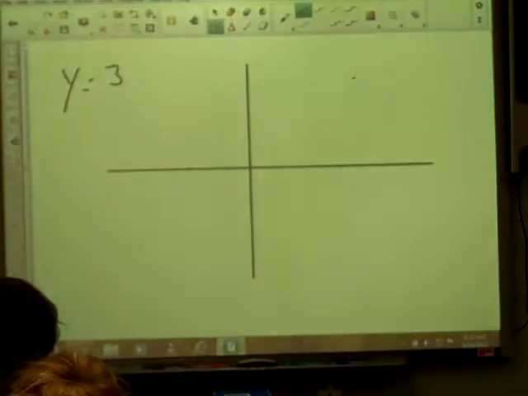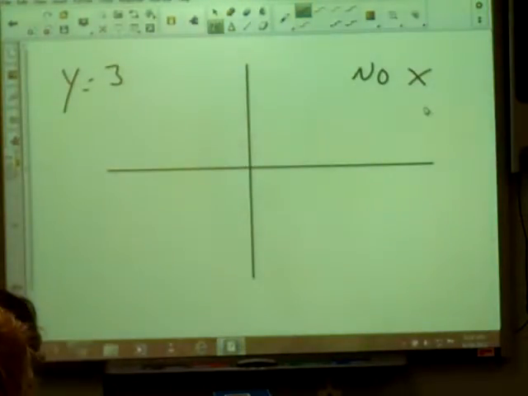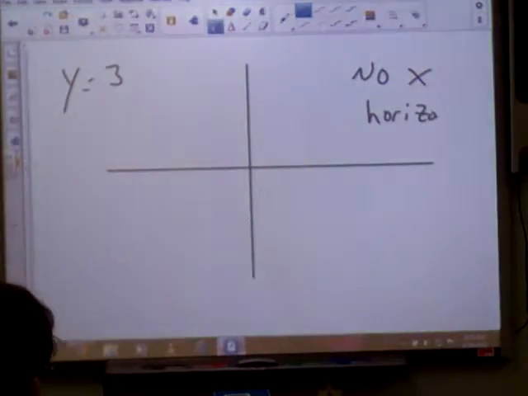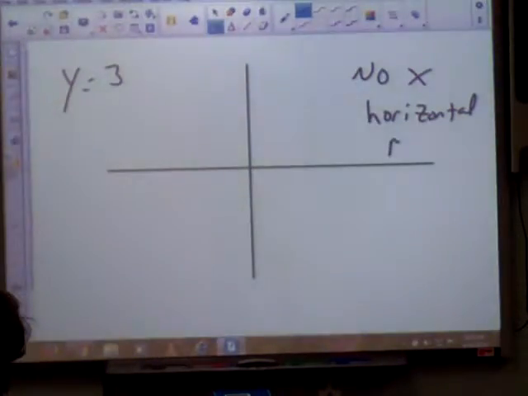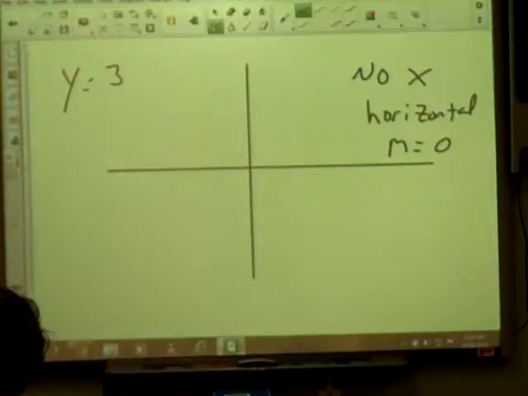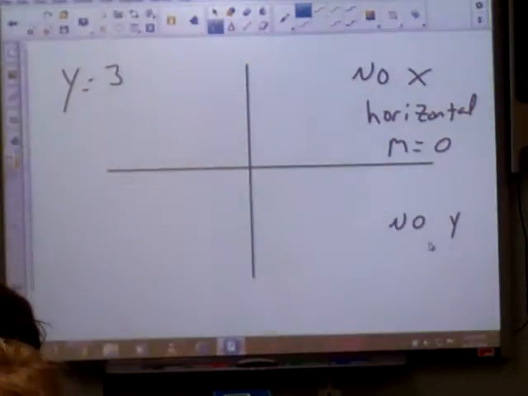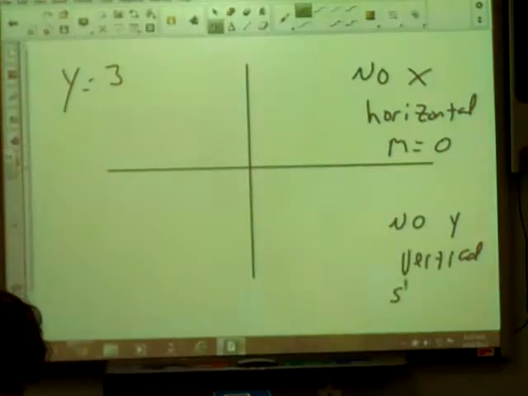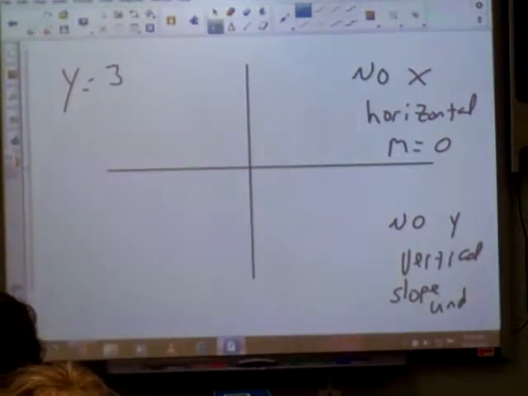When we have no x in our equation, this is a note to always write: my line is always going to be horizontal. Its slope is 0. Horizontal line has a slope of 0. If I have no y in my equation, the line is always going to be vertical. What kind of slope does a vertical line have? Undefined. Undefined is right. Good job, Blake.